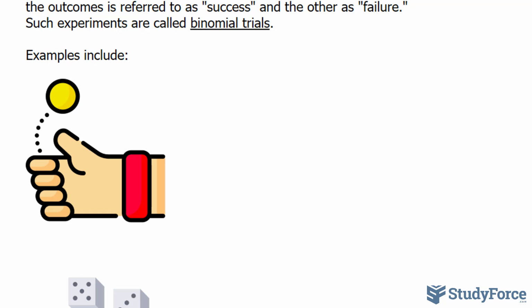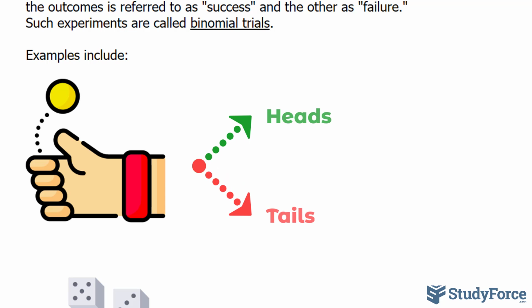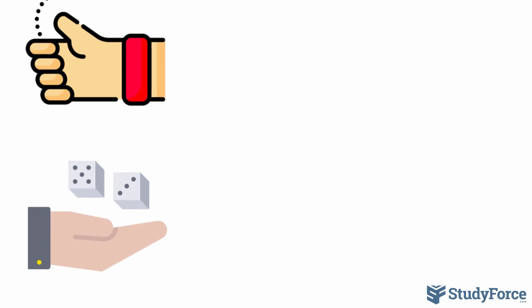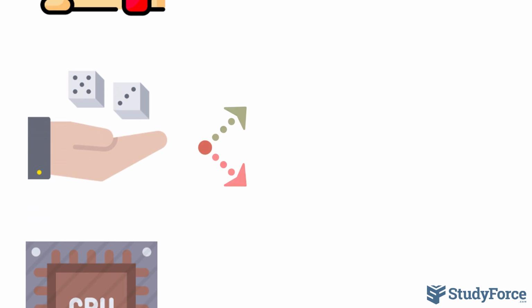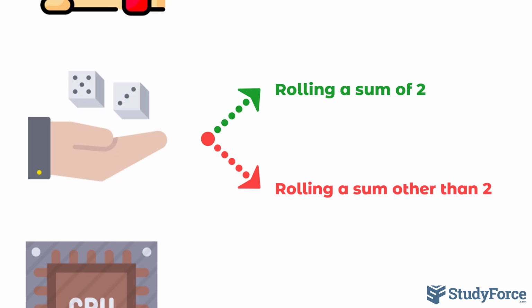The very first one that I've illustrated is flipping a coin. When you flip a coin, you can have success being heads and failure being tails. Another example is rolling two dice. In this case, if you roll a total of, let's say, 2, that could be considered a success. Rolling a total other than 2 is a failure.